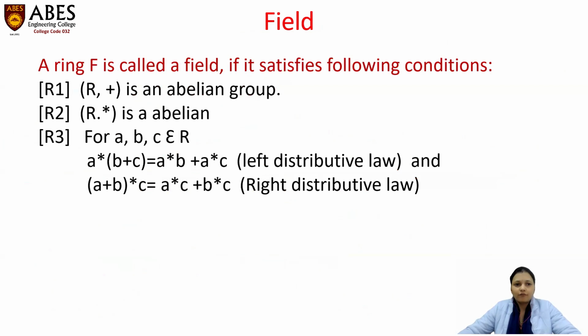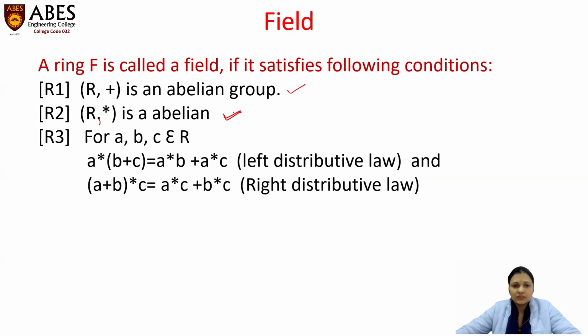Coming to the definition of field, what is a field? A field is a ring which satisfies the following properties. The first property is the same as the property of ring: the set with the first operation should be abelian. The second property is that the set with the second operation should also be an abelian group. And the third property is the distributive property.